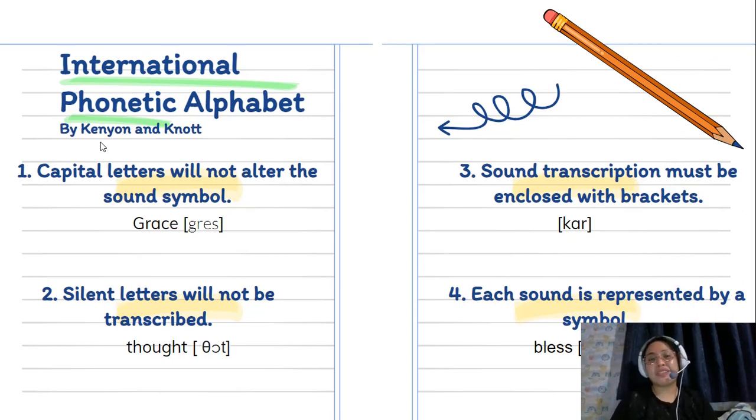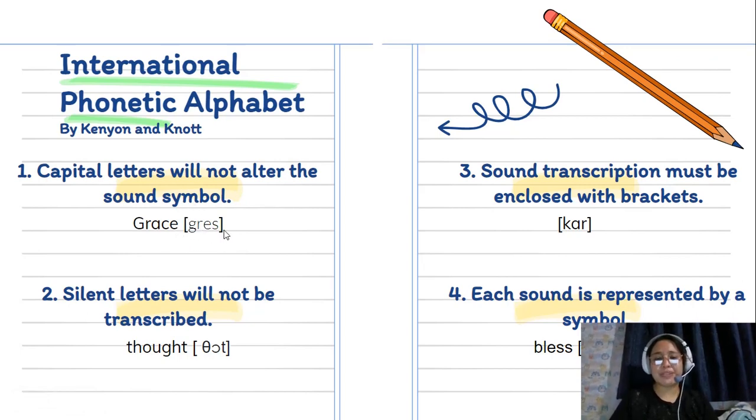So what are the characteristics of IPA? First, capital letters will not alter the sound symbol, like in the word Grace. If you observe here, Grace is a proper noun, and it starts with a big letter G. And on the right side, you have the IPA, or the symbols of its pronunciation. You can see here a small letter g instead of a big letter G, because this symbol, a small letter g, is the sound symbol of G.